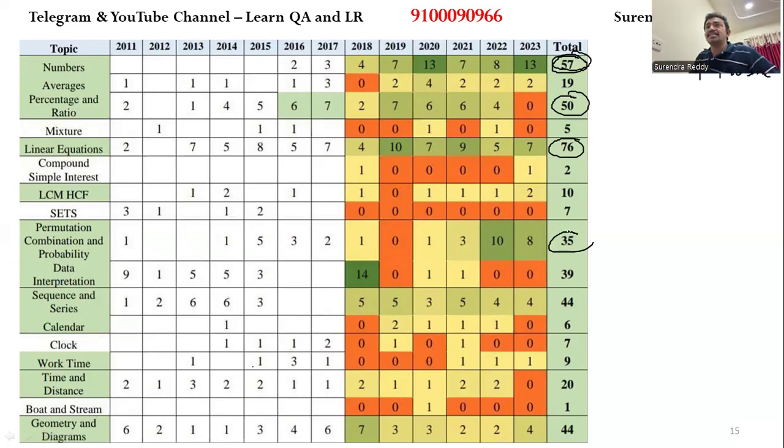We have PNC, probability and data interpretation, which of late have become very common. Sequence and series is a very wide range of topics, which includes number series, letter series, miscellaneous letter series, alphanumeric series. Those play a vital role actually. And of late, as I said, PNC and probability are also playing a vital role. And then we have time and work, time and distance, clocks, calendars. These are also most repeatedly tested. And we have geometry and diagrams also. Of late, they are very important.